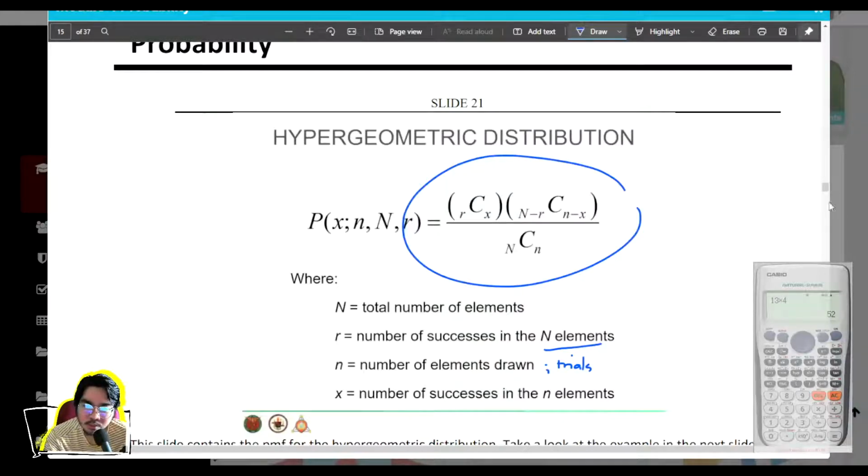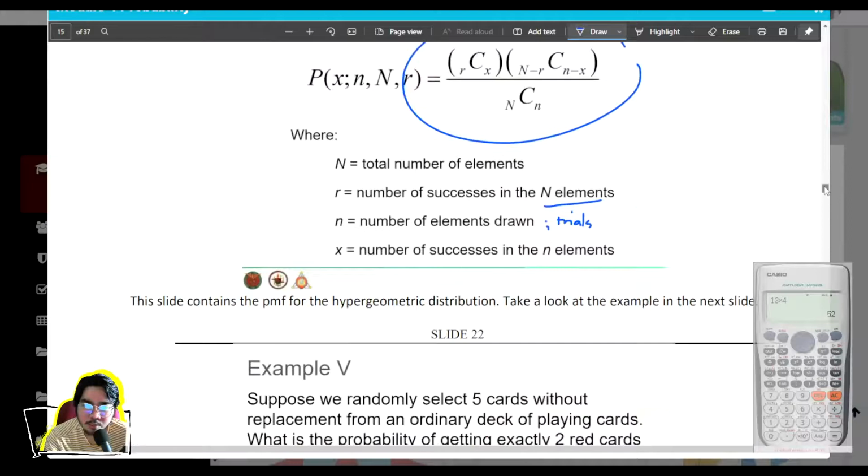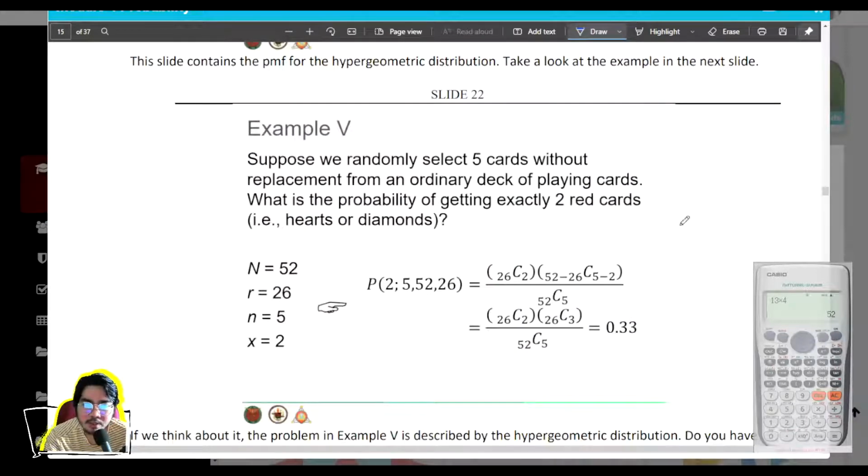So we use those tools, no? Para mapadali yung buhay natin. Okay? So let's try dito muna.